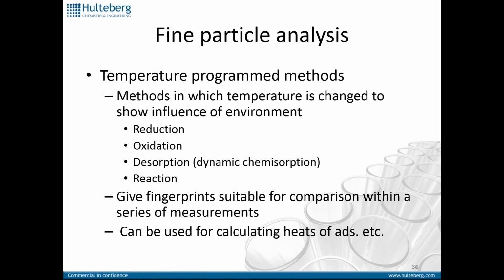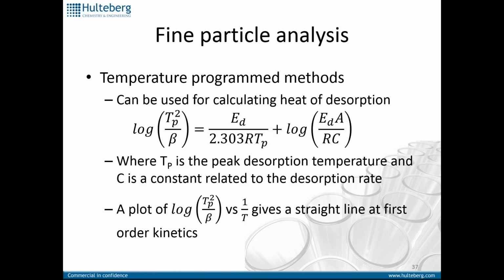We can also use it for calculating heats of adsorption, and then you will have to do the measurement at different temperature ramps. So the beta here is the heating ramp, and then you will plot it and it will give you a straight line if you assume first order kinetics, and you can then calculate the desorption, adsorption, or reduction energy based on that.